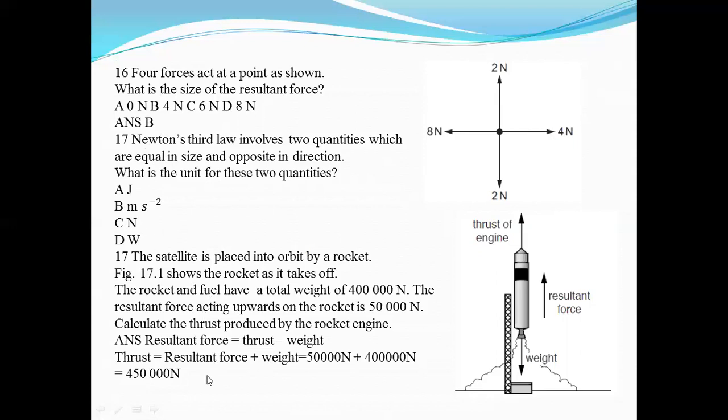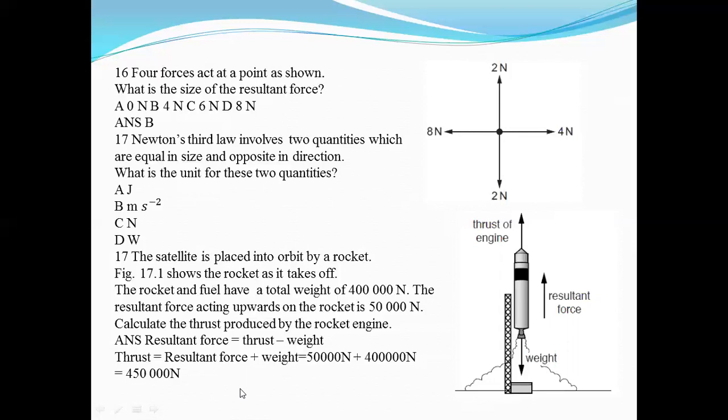Question number 17. A satellite is placed into an orbit by a rocket. The rocket takes off as shown in the diagram. The rocket and the fuel together have a total weight of 400,000 Newton. The resultant force acting upward on the rocket is 50,000 Newton. Calculate the thrust produced by the rocket engine.